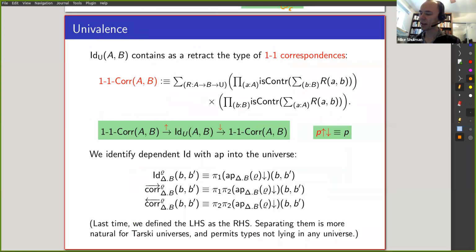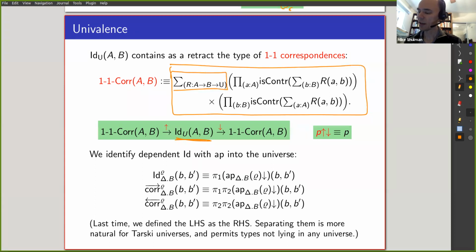And then finally, we have univalence. So remember, we'd like to define the identifications in the universe to be these one-to-one correspondences, with this relational notion of equivalence: a correspondence here, a type family dependent on both sides, which is contractible pointwise on either side. But instead of actually defining it to literally equal that, we make it a retract. We make the correspondence a retract of the identity type.